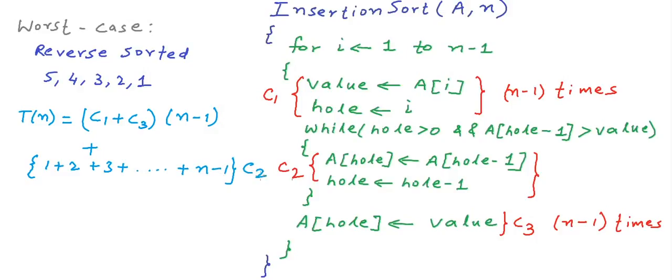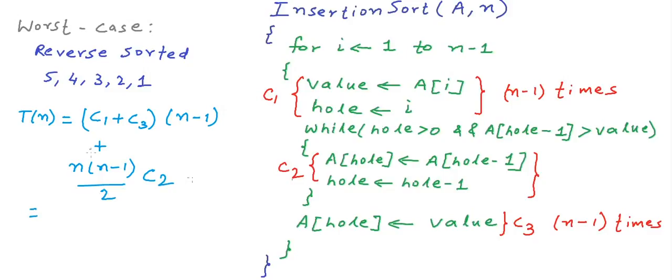And if we will evaluate this arithmetic progression, we will get n into n-1 by 2. And when we will reduce this whole expression further, we will get a polynomial something like a(n) square plus b(n) plus c, where a, b, and c will be some constants in terms of c1, c2, and c3. And this will belong to the set big O of n square, which is another way of saying that for very high values of n, the rate of growth will be pretty similar to the growth of n square. These lower order terms will not matter.